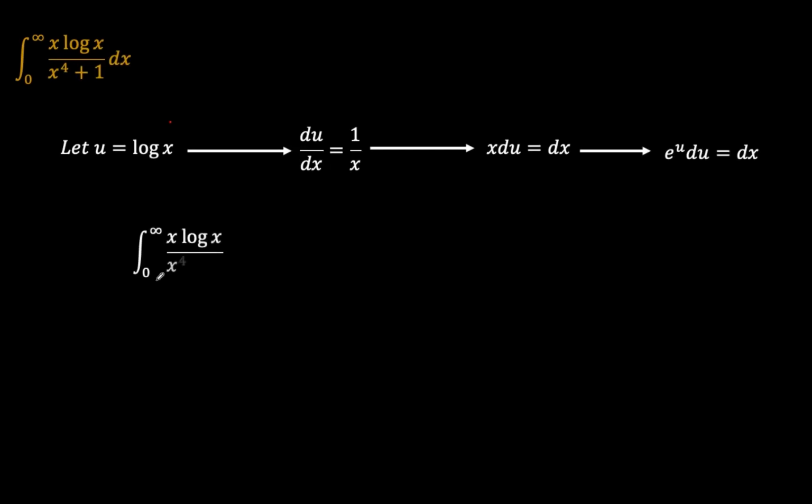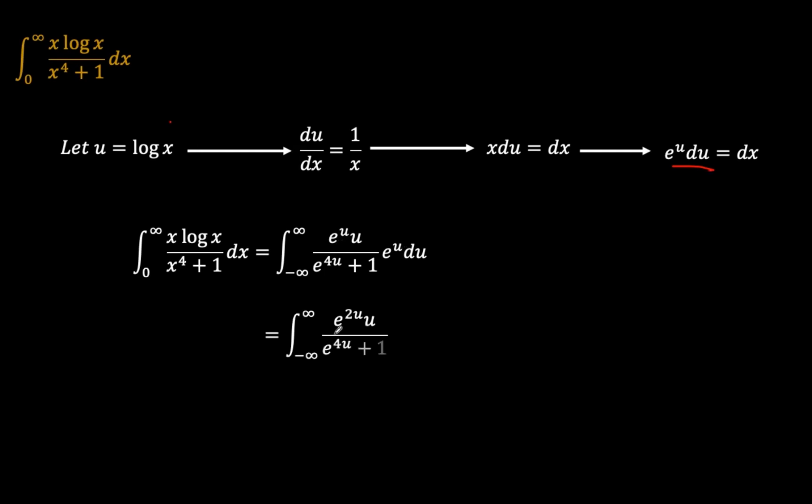So the integral from x equals 0 to x tending to infinity of x log x over x to the power 4 plus 1 is the same as, in place of x, e to the power u, in place of log x, u, and in place of x to the power 4, e to the power u to the power 4, which is e to the power 4u, plus 1. And in place of dx, we have e to the power u du. We can consolidate these two, e to the power u times e to the power u, which is e to the power 2u, times u over e to the power 4u plus 1.